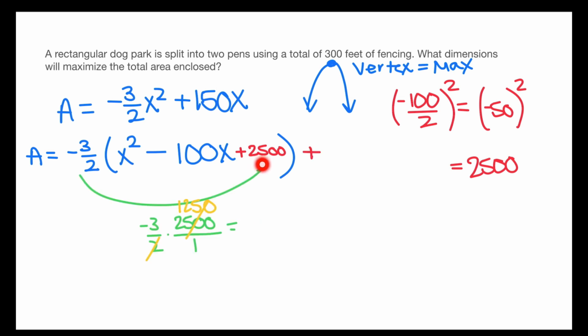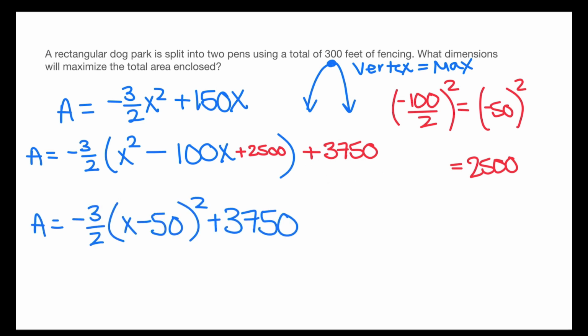Now because the 2,500 is inside the parentheses, we've actually added negative 3/2 times 2,500. Negative 3/2 times 2,500 over 1. I decided to reduce before multiplying because I know 2,500 divided by 2 is 1,250. And then 1,250 times negative 3 is negative 3,750. So technically I have added negative 3,750, or I guess subtracted 3,750. So to do the opposite, I have to add 3,750 outside of the parentheses.